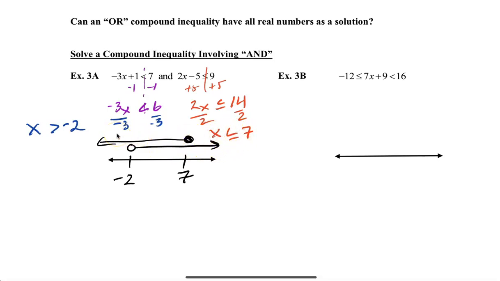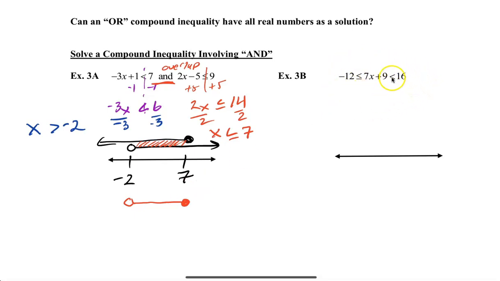And now, this is the AND statement. So with an AND, with the compound, we're looking for an overlap. We're looking for where they're both true. That happens in the middle here. So you could have shaded like that, or a lot of people like to redraw it. That would be my answer right there. Right, we're going from negative 2 to 7. That's the answer.